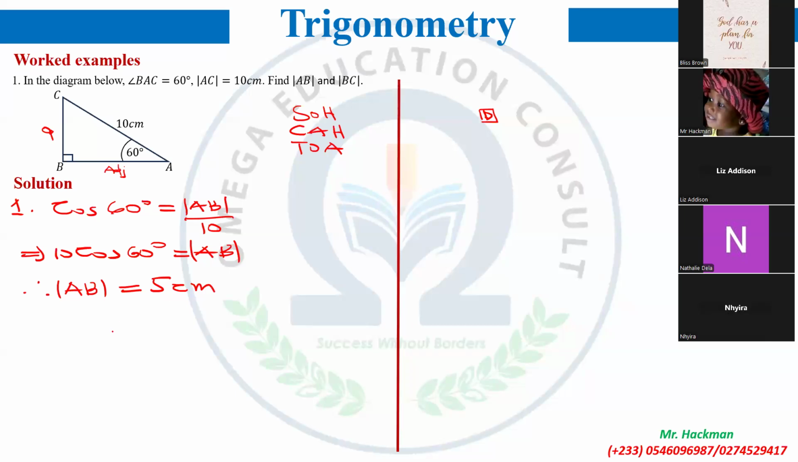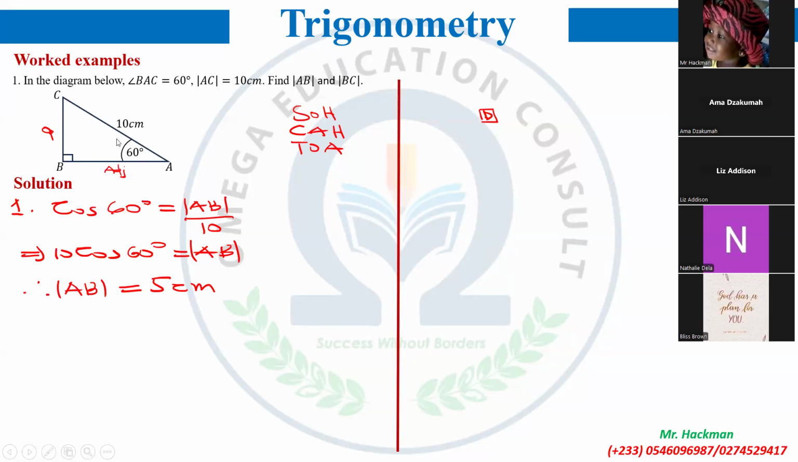Okay, so are you using the cosine because you are finding AB and AB is adjacent? Very good. Yes, you go for the trig ratio involving the one known and the one unknown. So you're involving your unknown and the known.